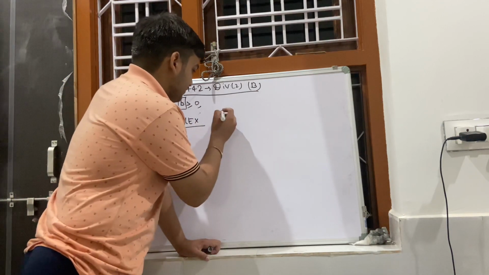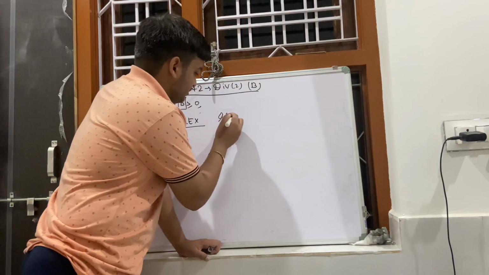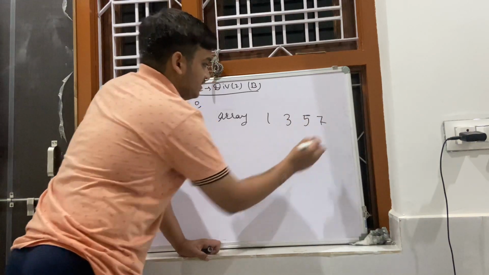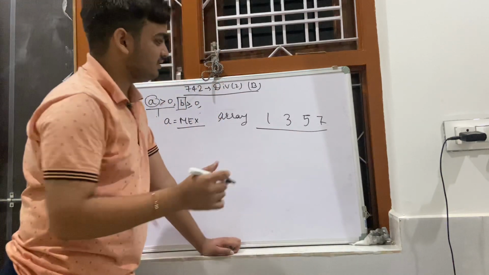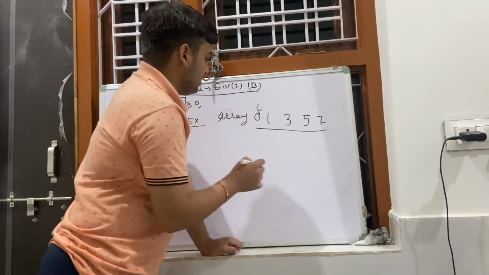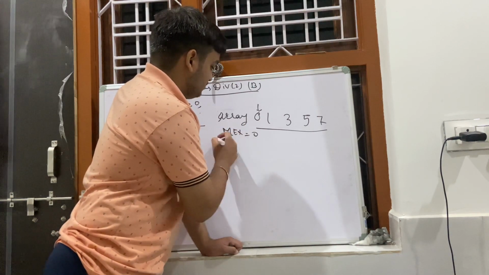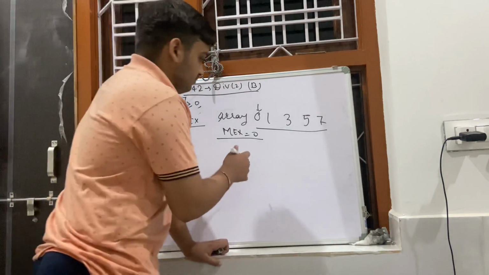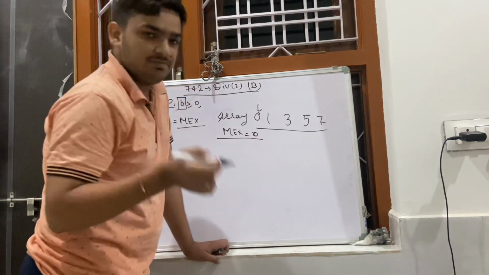If you are given an array like 1, 3, 5 and 7, then the minimum non-negative element which isn't included in that array is 0 here. So I can say that the mex value of that array is 0. Simply, you find the mex by finding the minimum element which is not present.